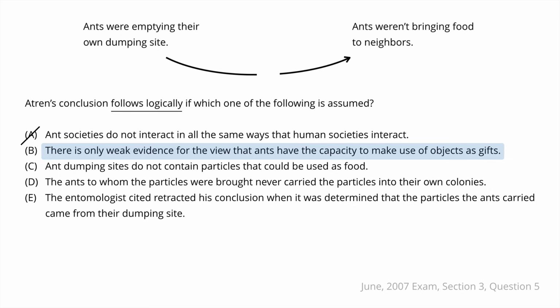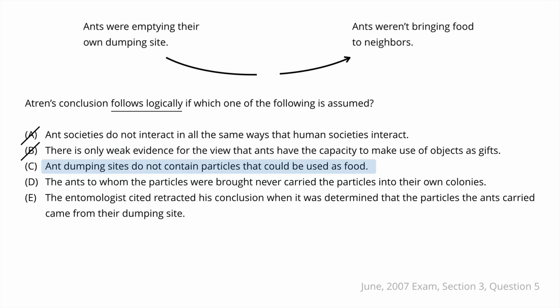B, there's only weak evidence for the view that ants have the capacity to make use of objects as gifts, right? So if we think about food being a gift and we think about the ants bringing it over to their neighbor's house as a gift, maybe B is relevant. But is B enough to guarantee this conclusion? No, it's not, right? And if you think about it on those terms, again, fairly easy to get rid of it quickly.